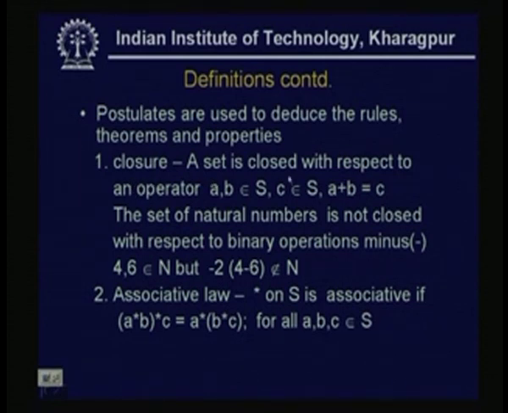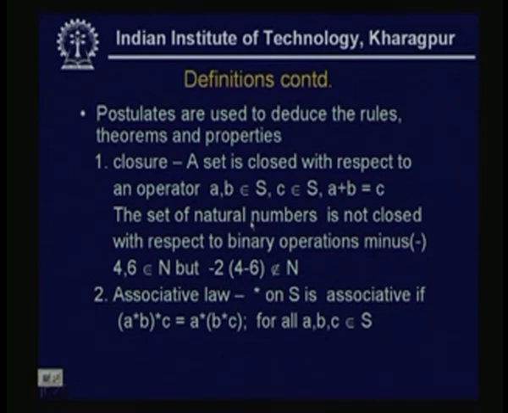A set is closed with respect to an operator if A, B belong to S, C also belongs to S, such that A plus B equals C. That means we are taking three elements from S, A, B, C, and one operator, say plus. The result A plus B is C, which is again an element in S. Then we say that this is the closure property.